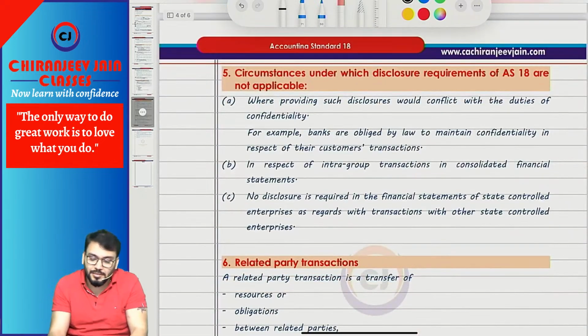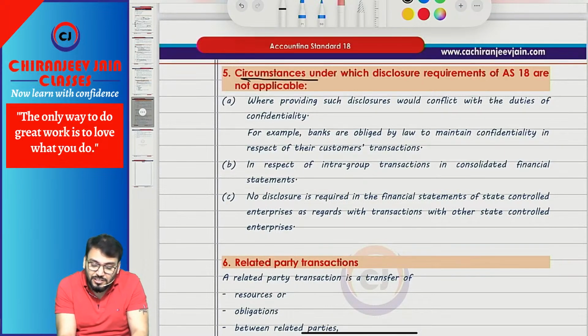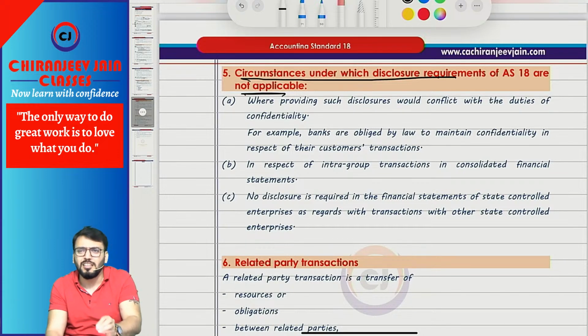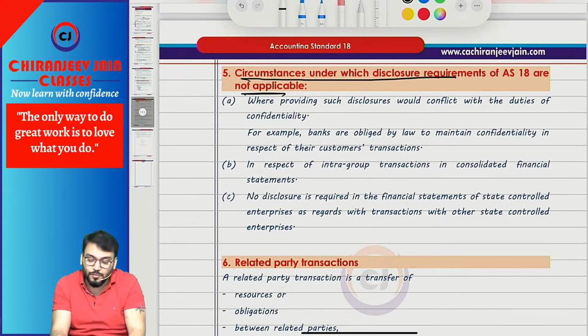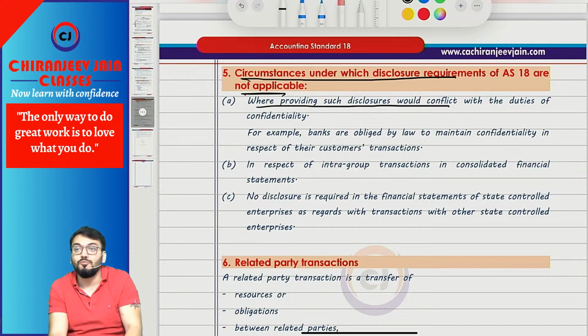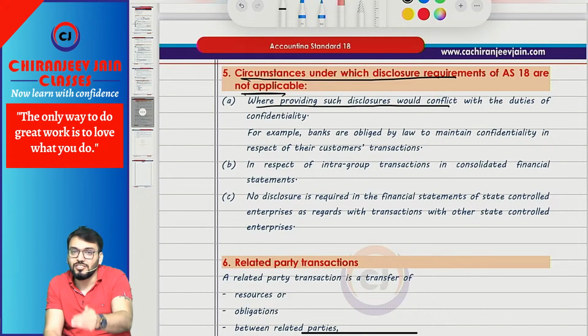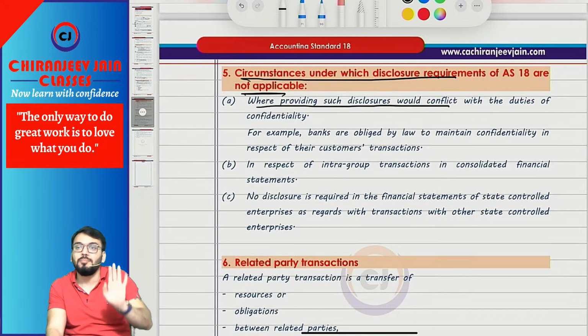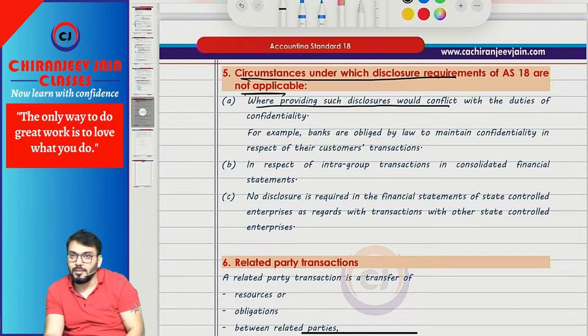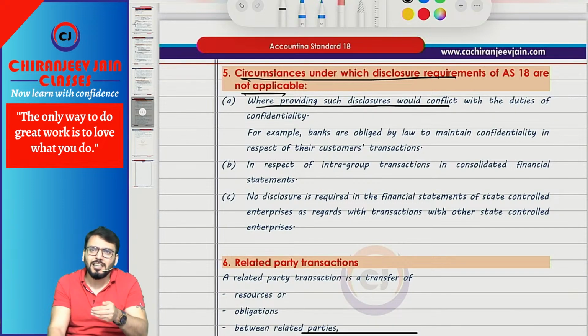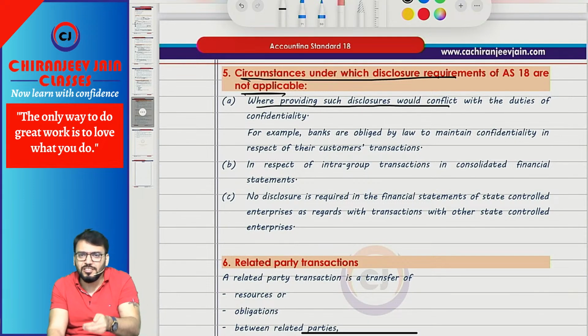Next point. Circumstances under which the disclosure requirements of AS 18 are not applicable. So they have given some circumstances under which disclosure regarding AS 18 is not applicable. So first, when providing such disclosure would conflict with the duties of confidentiality. For example, a bank has one customer and that customer is KMP of the bank. So the bank has a duty of confidentiality towards their customer.